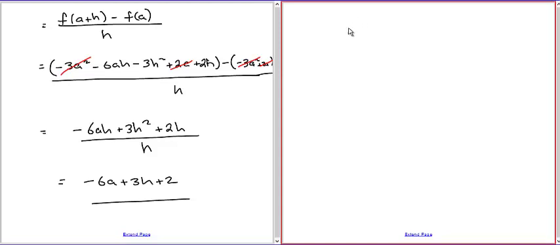Okay, next, number 6. So that's asking for the domain. So when you have a square root, the argument of the square root has to be greater than or equal to 0. And now we're going to solve for x.